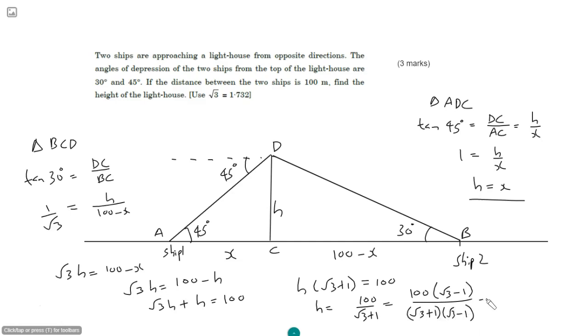Right? So this becomes 100 into root 3 minus 1 divided by... this is a plus b into a minus b form. So that's a squared minus b squared. So that's root 3 squared minus 1, or 3 minus 1, right? So that's 2. So finally, if you do the calculations, if you use root 3 is equal to 1.732 as given in the question, you'll get the height as 36.6 meters. So that's the height of the lighthouse.